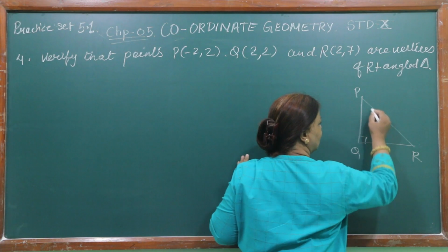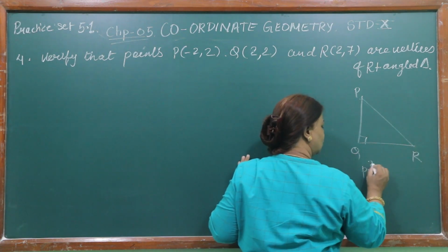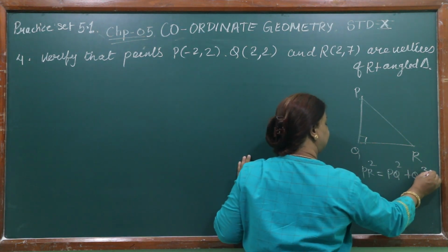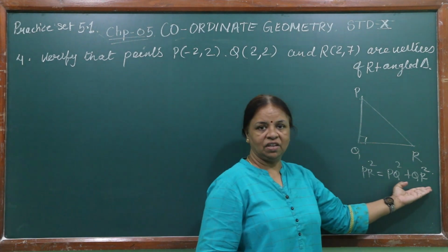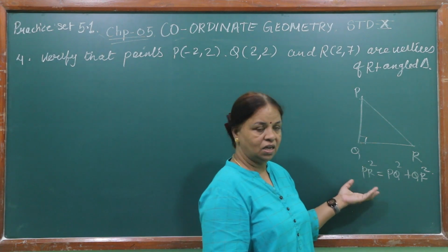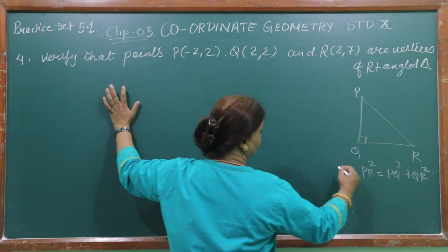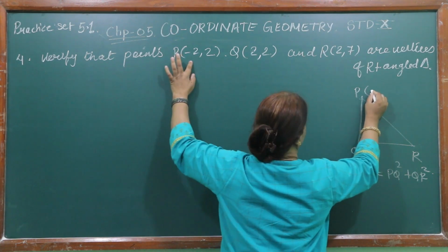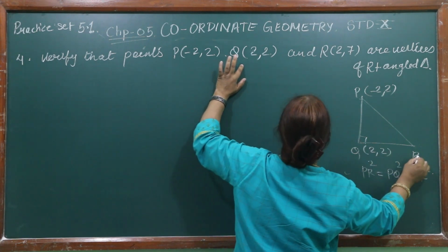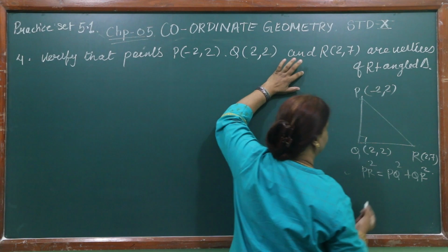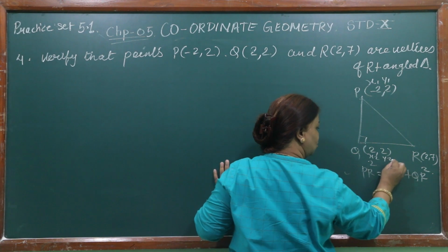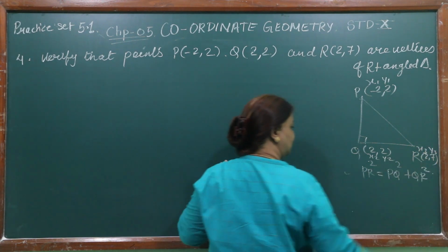Right angle triangle means what? PR square should be equal to PQ square plus QR square. If it is like this, then we can say it is a right angle triangle. And how do we get PR square? By distance formula. So by making use of the distance formula, we will be proving it. Let us write here, P is (-2, 2), Q is (2, 2) and R is (2, 7). So let me write here x1, y1, x2, y2 and x3, y3.